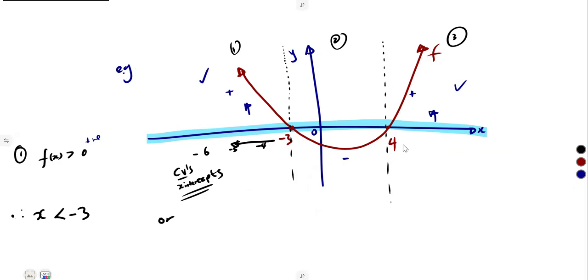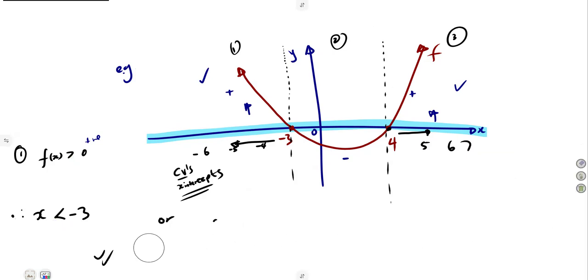Another set of solutions is taken from 4. These are the x values from 4 going up: 4, 5, 6, 7. Compared from 4, x is greater than 4. So these will be our solutions where f of x is greater than 0. If there was a greater than or equal to, you would just put an equal to here. That is it.